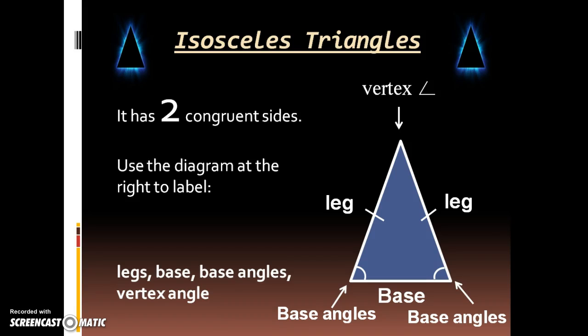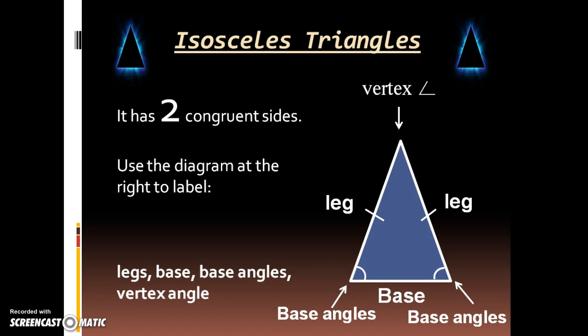This is what it should look like. We have our two congruent sides here, which were both 12. They're called legs. We go across from this leg to this base angle, across from this leg to this base angle. Since these two legs are congruent, our two base angles are going to be congruent. The segment in between our base angles is called our base, and the other angle here is our vertex angle.